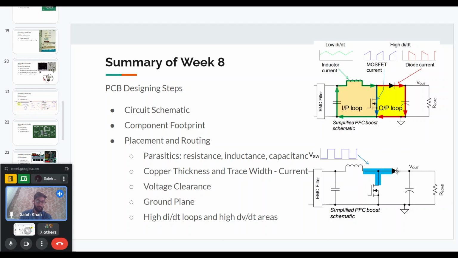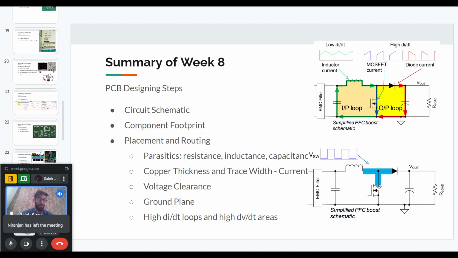Similarly, you will also have some nodes in your converter with high dv/dt. So the switching nodes, for example, in this boost converter, this blue portion, the voltage switches between 0 and the output voltage. So that is why it has very high dv/dt. And this high dv/dt will create capacitive currents, and that can cause problems as well, some noise issues. So that is why you want to minimize the area of this high dv/dt.